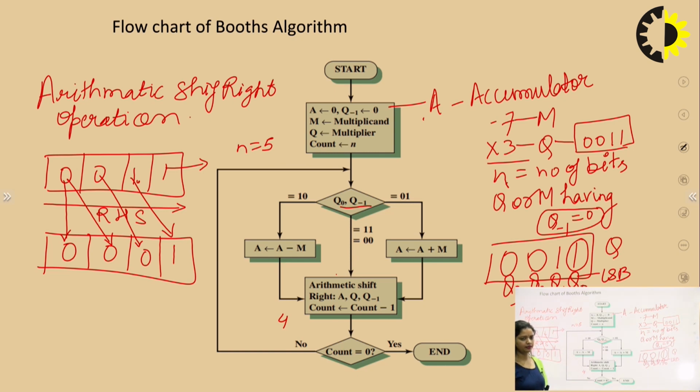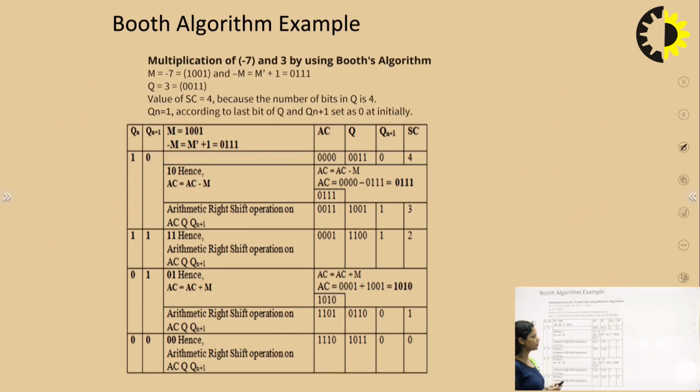So if we are having the value of n equal to 5, how many iterations are we doing? We are doing 5 iterations, meaning this algorithm is going to complete and we will get the result of multiplication in 5 steps. And in every step, we have to perform this check and perform these operations accordingly. Now, let us take an example for solving this Booth multiplication algorithm.